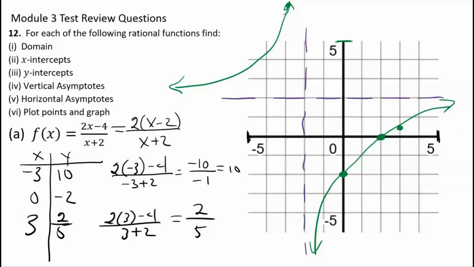Now, there is a really good question I said I would address. Does the graph cross the horizontal asymptote? Most of the time they don't, but let me show you how to find out. You take your horizontal asymptote, which is 2, and you set it equal to your function, 2x minus 4 over x plus 2, and you solve that equation.